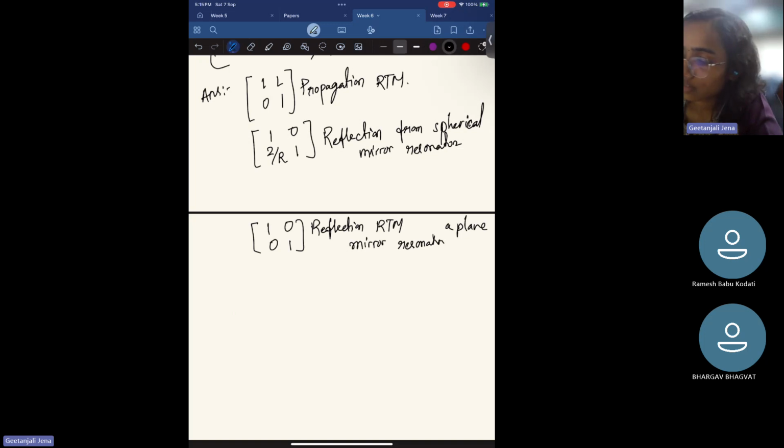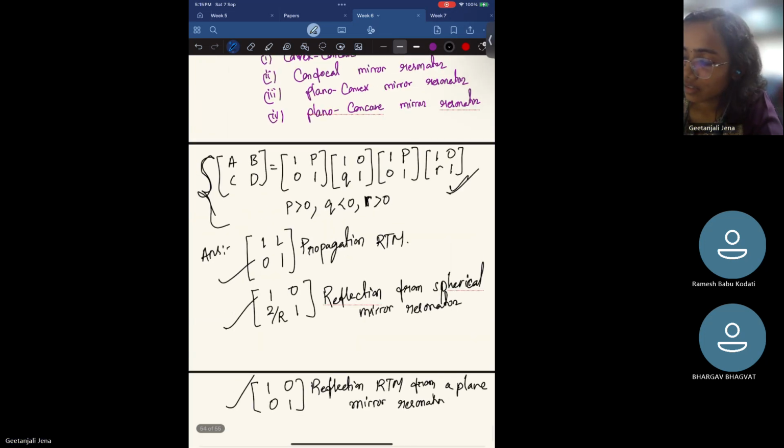It's not clear, I think. So this is all you have to remember. Now let us see what this matrix represents. What does each matrix represent?